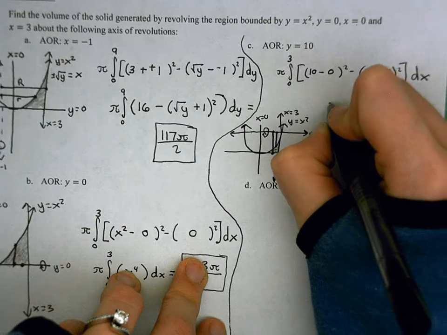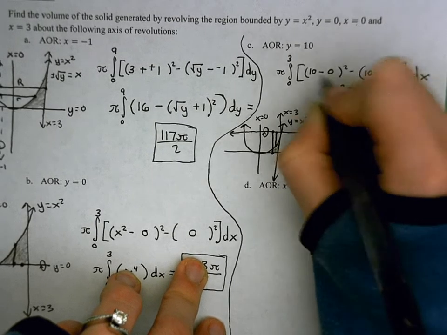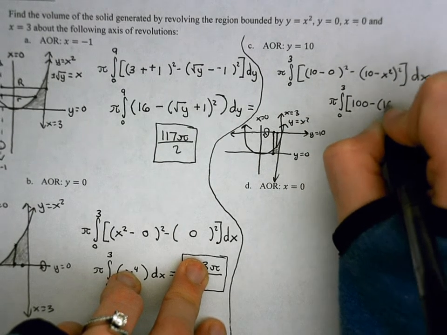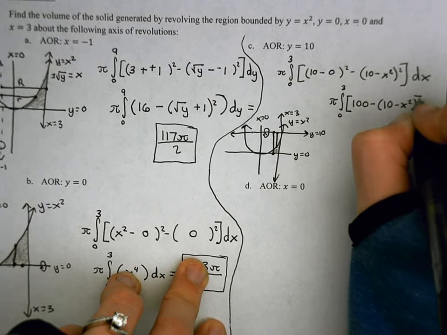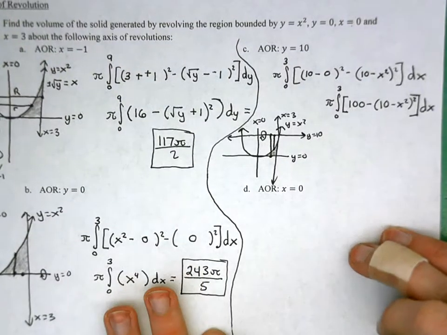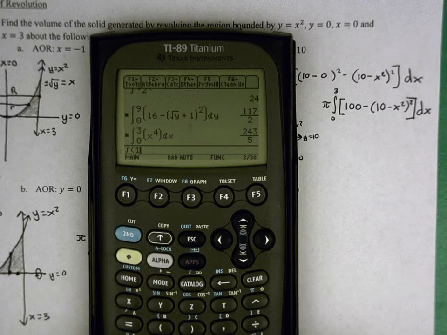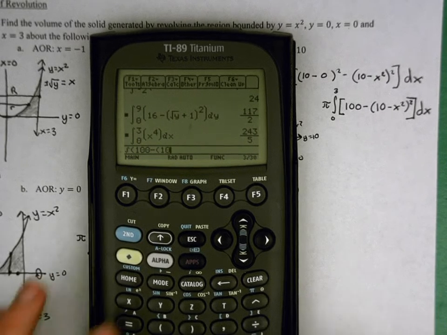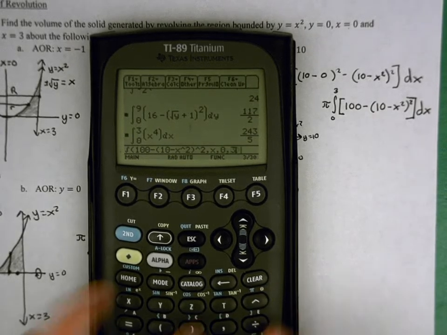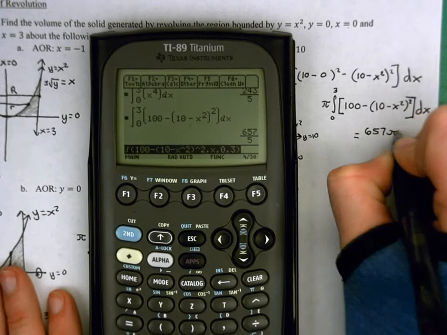And again, before I plug this in, I'm going to go ahead and simplify it a little bit. 0 to 3. We have 10 minus 0 is 10 squared, which is 100, minus 10 minus x squared squared dx. Okay, so then we're going to go ahead and take that, plug it into our calculator. 100 minus the quantity of 10 minus x squared squared dx from 0 to 3. And we should get 657 pi over 5.